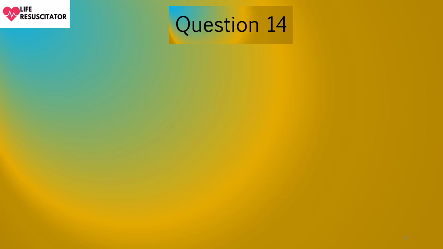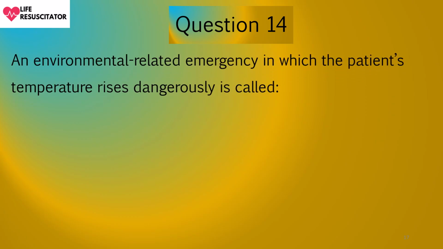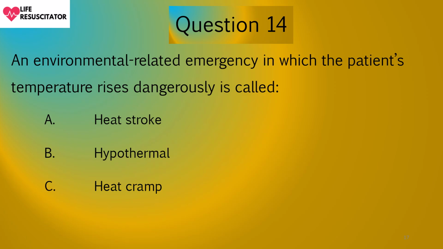Let's continue. Question 14. An environmental related emergency in which the patient's temperature rises dangerously is called A, heat stroke, B, hypothermia, C, heat cramp, D, heat exhaustion. Make your choice, write it down, and then get ready for question 15.